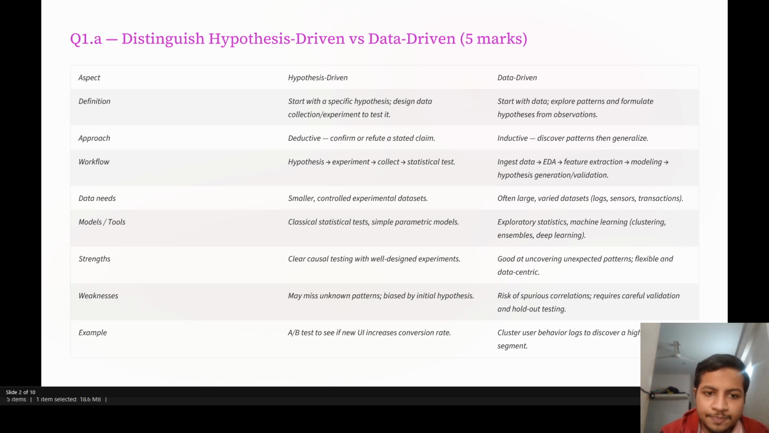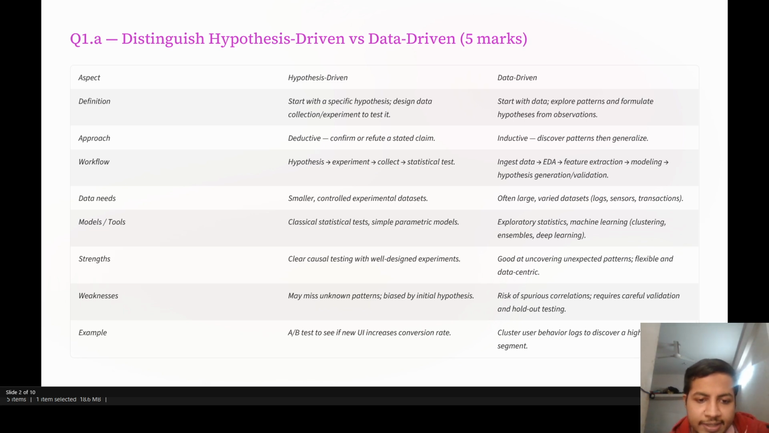In model tools, in hypothesis driven, we use classical statistical tests, simple parametric models, while in data driven, exploratory statistics, machine learning, clustering, ensembles, deep learning. Strengths: in hypothesis driven, clear causal testing with well-designed experiments, but in data driven, it is good at uncovering unexpected patterns, flexible and data-centric. Weakness: hypothesis driven may miss unknown patterns, biased by the initial hypothesis, but data driven has the risk of spurious correlation and requires careful validation and hold-out testing.